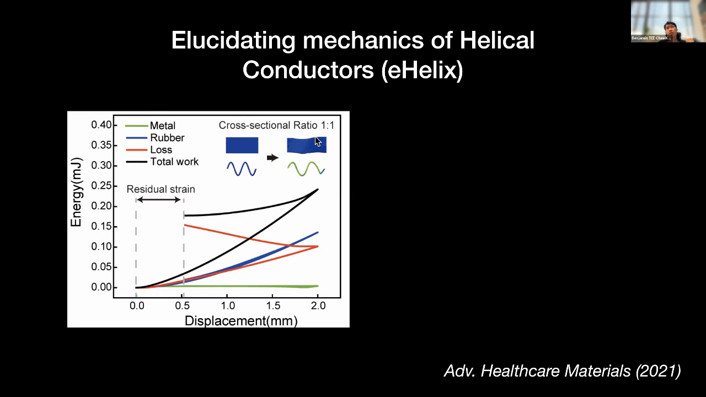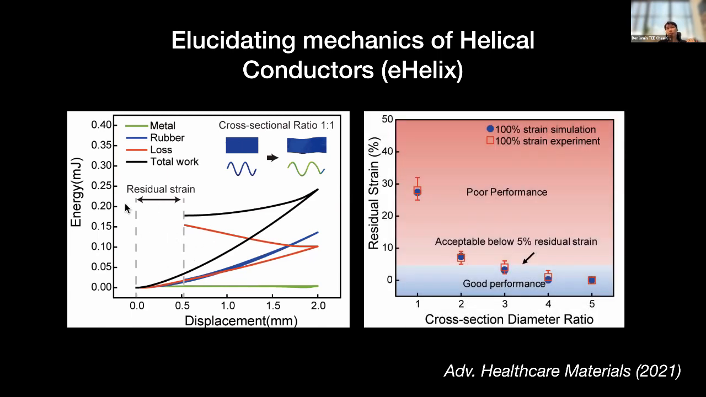And we found that if you have a one-to-one ratio, which means in this case the diameter of the E-helix, the helical structure, to the diameter of the rubber material, then you are not able to overcome this energy loss and the work done, right? So you have residual strain. And it turns out that no matter how much elastomer you put into this composite, there will always be some residual strain. But if the residual strain is less than 1%, or even 5%, generally you don't see it and it doesn't affect your performance, right?